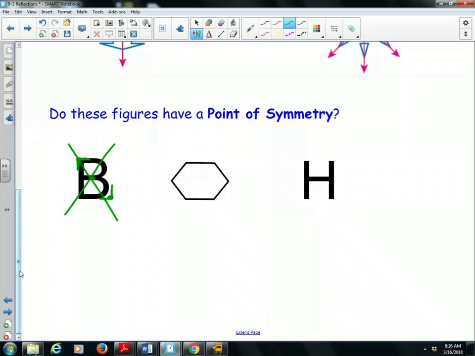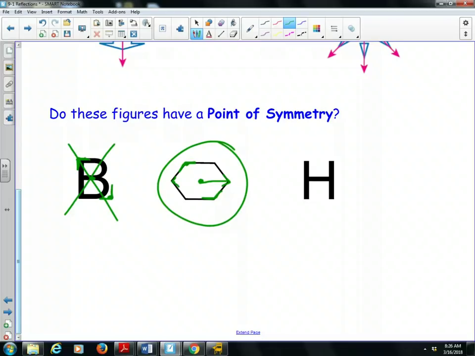How about the hexagon? Here's a point. Is this angle the same on the other side of the figure? Yes, it is. Same as this one here. On the other side of the figure, it's right here. This one does have point symmetry.